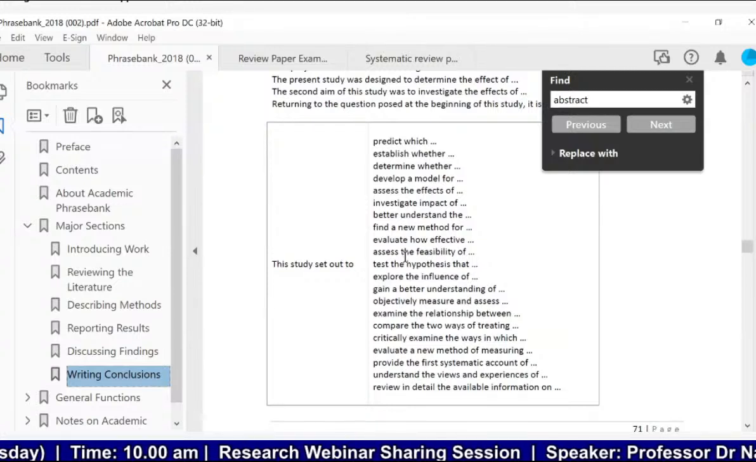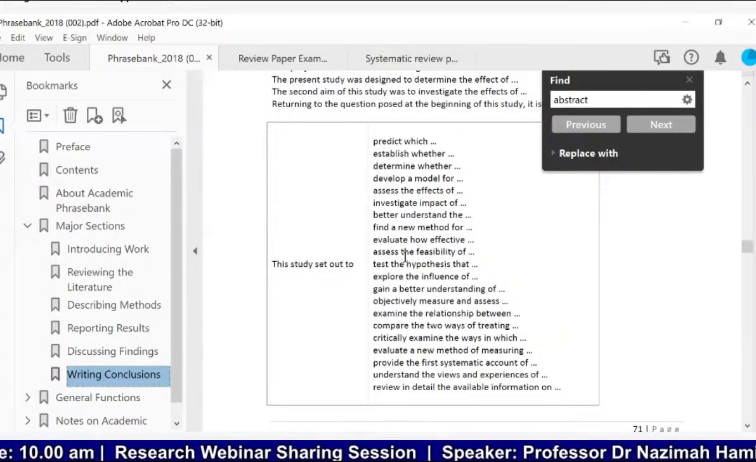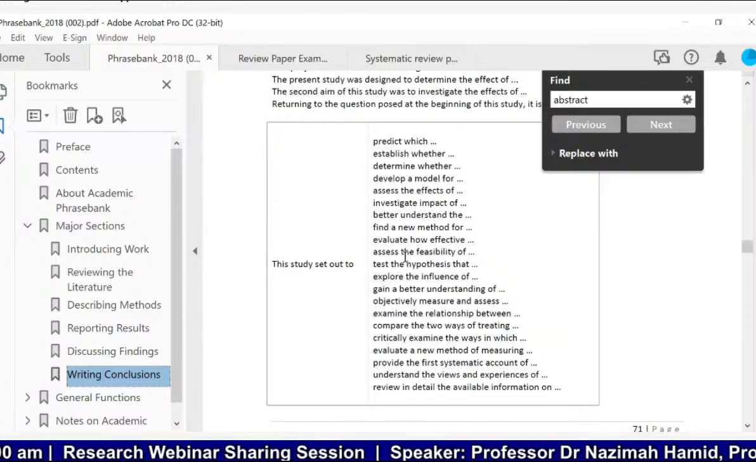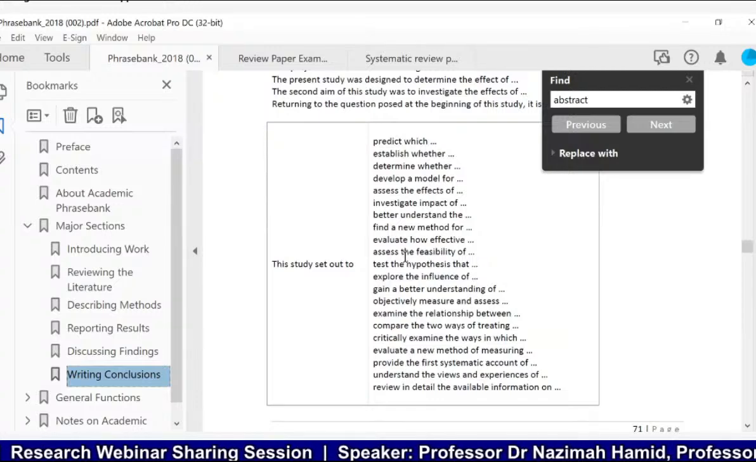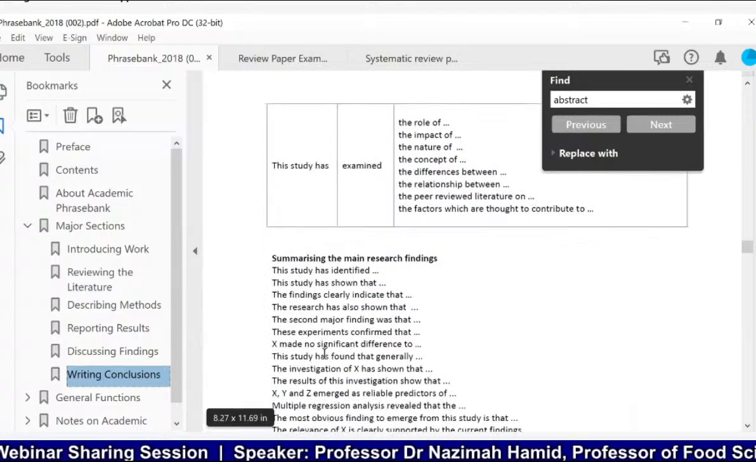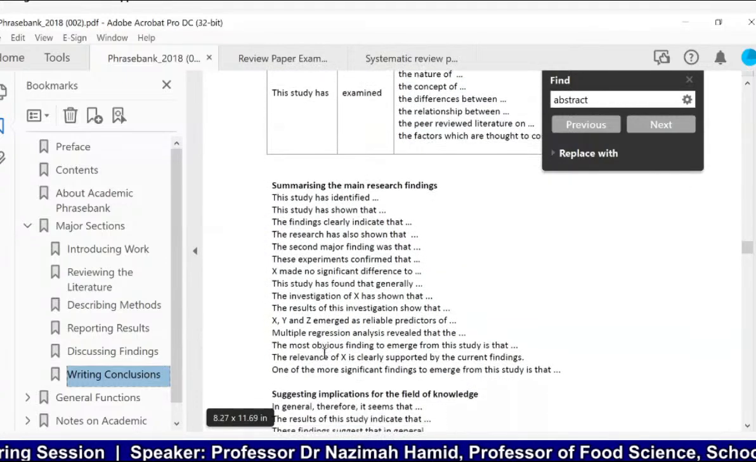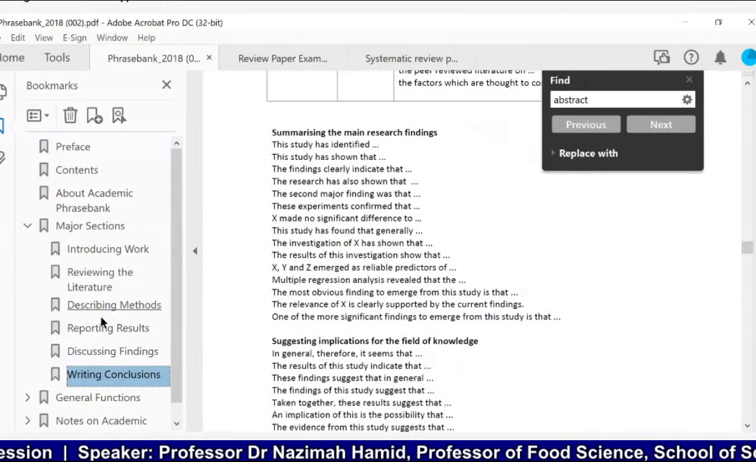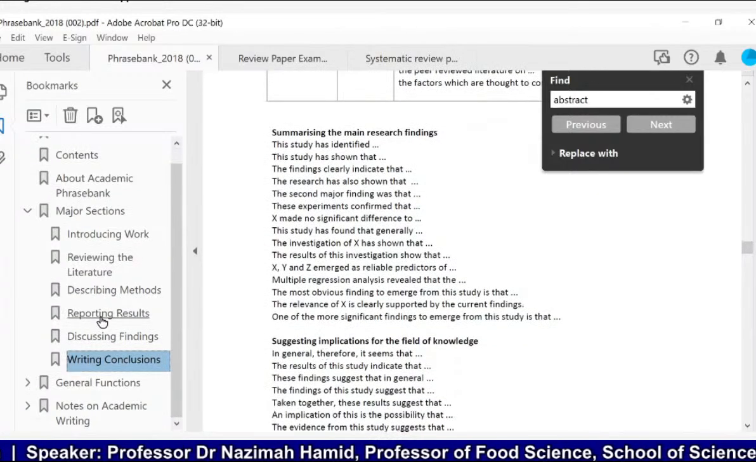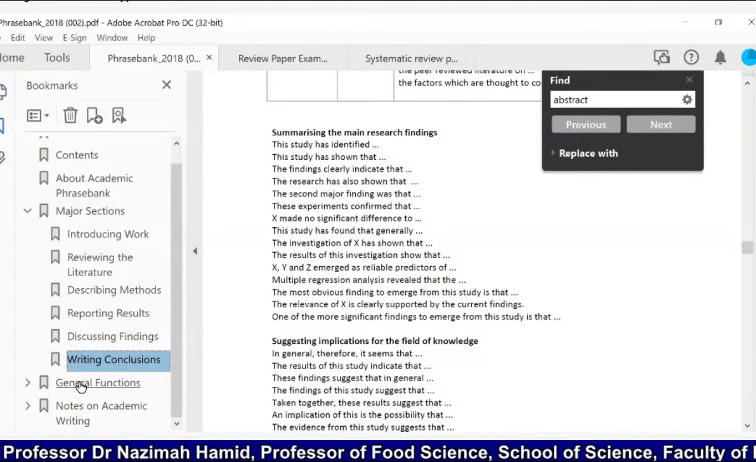Because sometimes when we write, we are not writers. We are not authors of literature. We are scientists, and sometimes we need this sort of phrases to trigger our writing. Or we have a writer's block and we just use the same phrases. All right, so it's a really, really important document, and I use it a lot in my teaching.